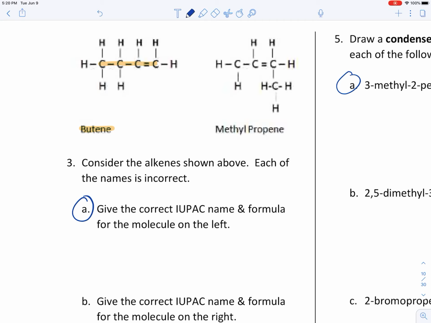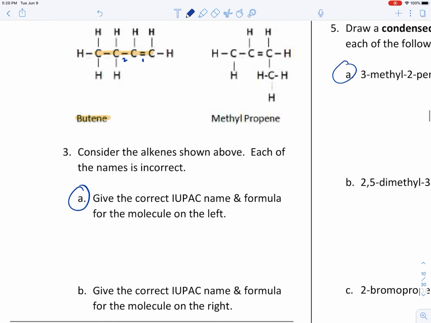With 4 carbons, the double bond could have been where it is here, the first bond, or it could have been the second bond in the molecule also. So you have to specify which it is. So the correct name for this would have been but-1-ene. Its formula, C4H8.